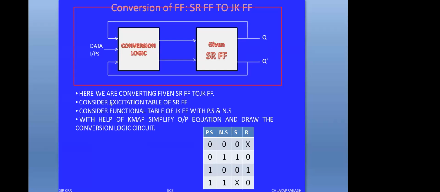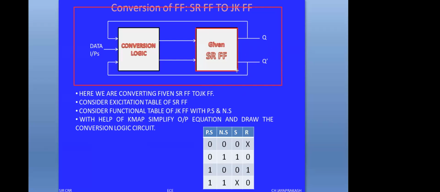Next, you have to write the excitation table of the given flip-flop on the side. For SR to JK conversion, what is given is SR, and we have to realize either JK, D, or T. I have an SR flip-flop. I have to design a JK flip-flop. I have to design a D flip-flop. I have to design a T flip-flop. Therefore, I have to write the excitation table of the SR flip-flop.